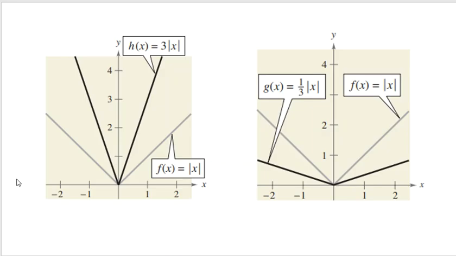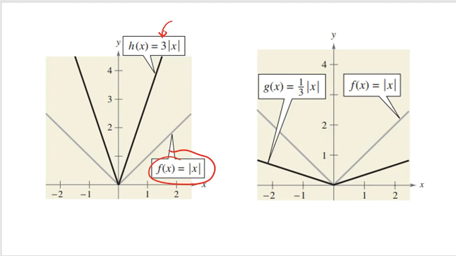So here we have a parent function, the absolute value of x. That's in gray, the absolute value of x. And when we multiply out in front by a number greater than 1, we notice that it got stretched. The black function is stretched out. Think about putting a hand at the bottom and a hand at the top and pulling them apart, that's what would happen. It would stretch.